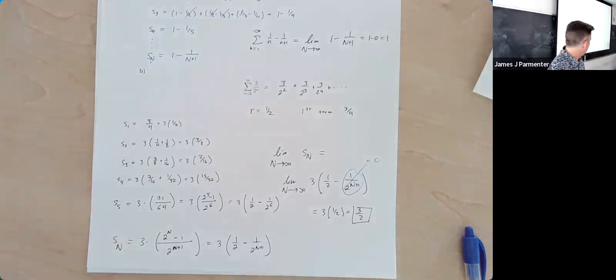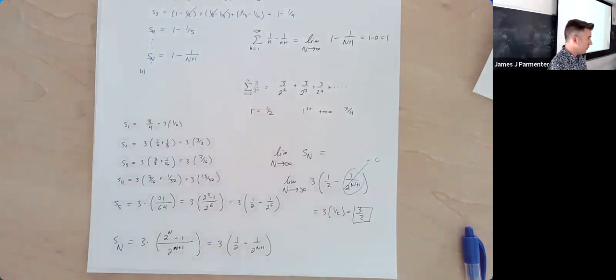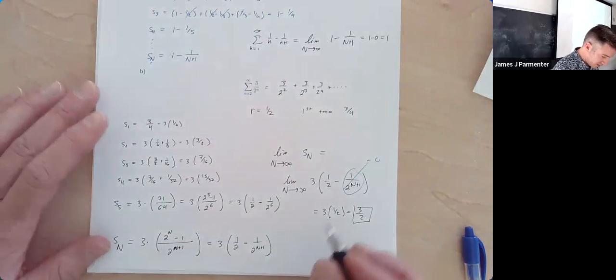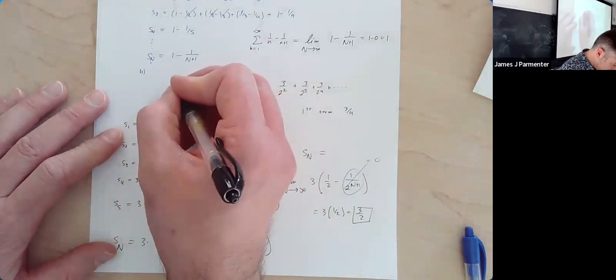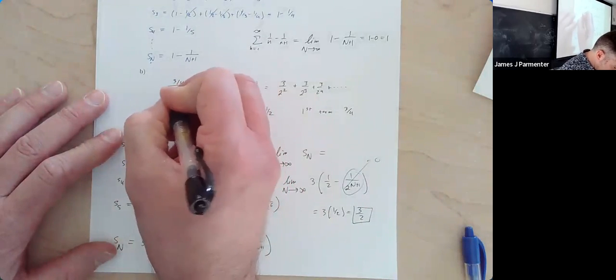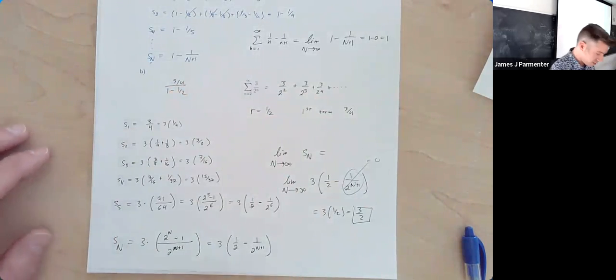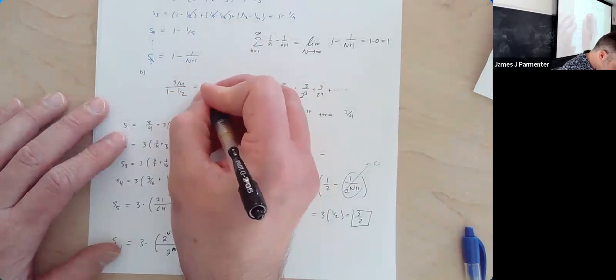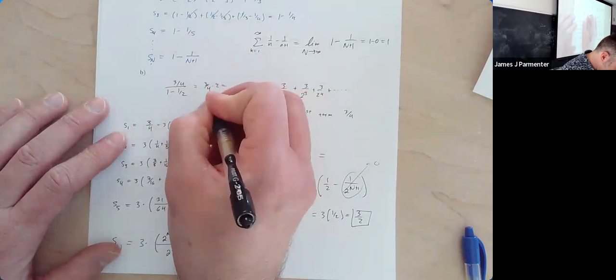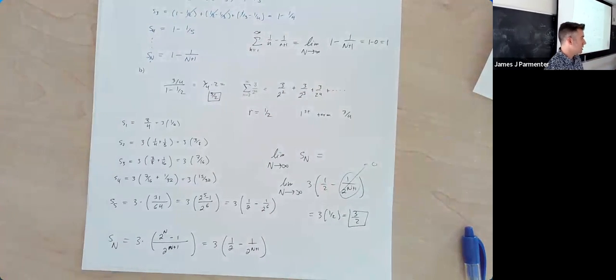I will point out that this does match what I thought the answer was going to be, right? If we just used our usual formula for the sum of a geometric series, this definitely is equal to the first term, which is 3/4, over 1 minus the ratio. 3/4 over 1/2 is just 3/2. So it is good to see that that actually is what we thought we would get.